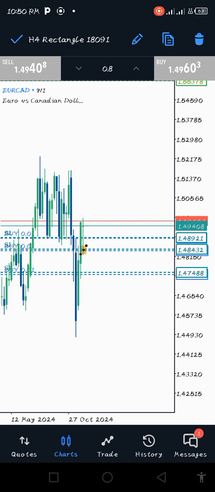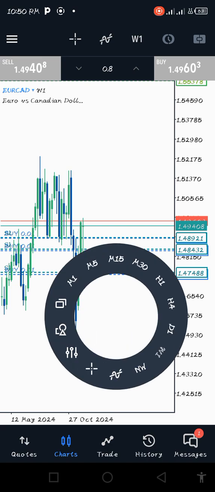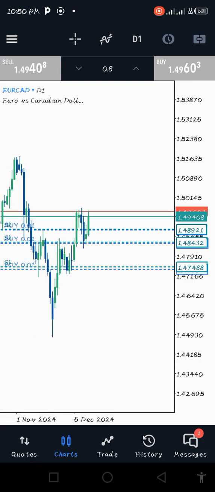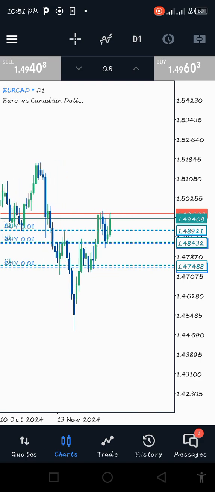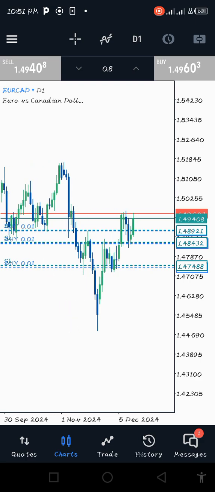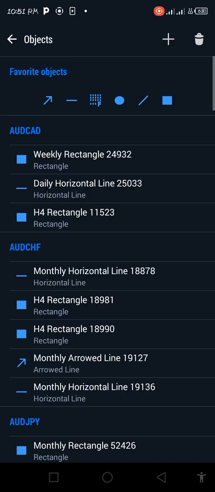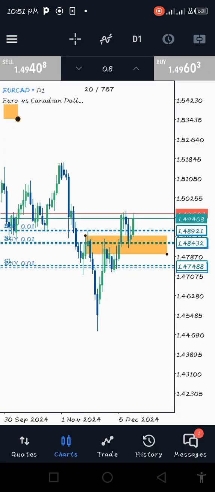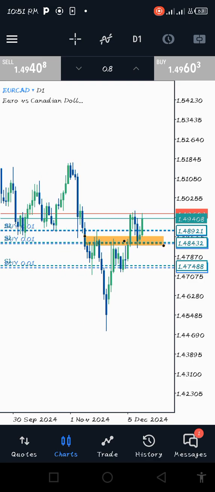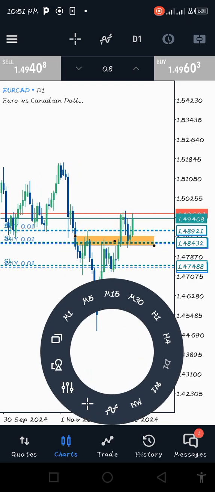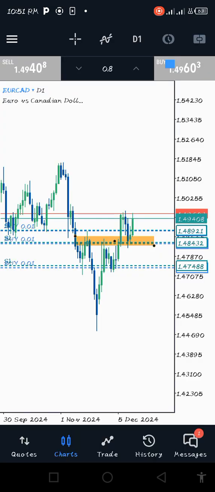So if I can delete that and move to our daily time frame, so that we can consider where we can take buying opportunities on this pair. This was one zone that we could have considered taking buying opportunities on this pair on the daily time frame, and this is another zone where we should have considered taking buying opportunities on this pair.